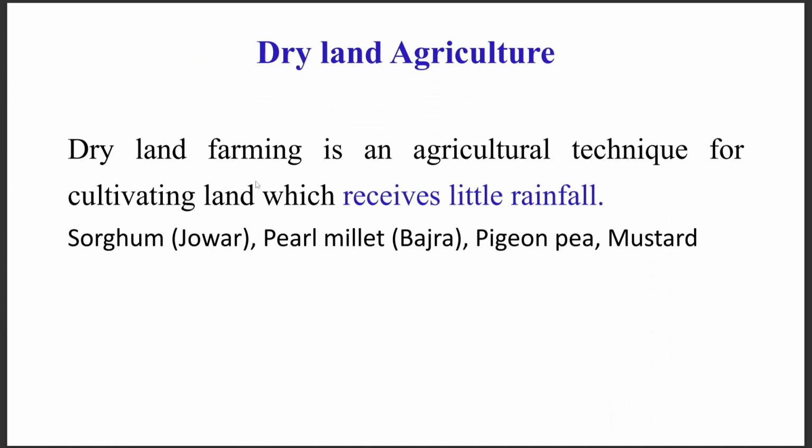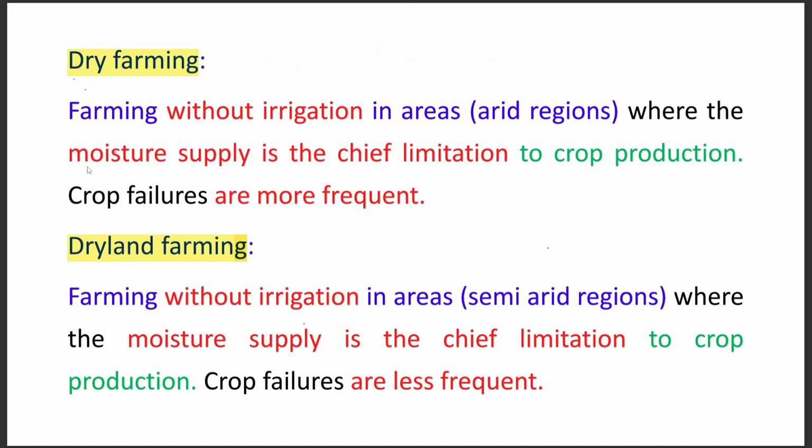Then we have dry land agriculture. Dry land agriculture is an agriculture technique where we cultivate land which receives very little rainfall. Mainly we use drought tolerant crops like sorghum, pearl millet, pigeon pea and mustard. Then dry farming, the farming without any irrigation.